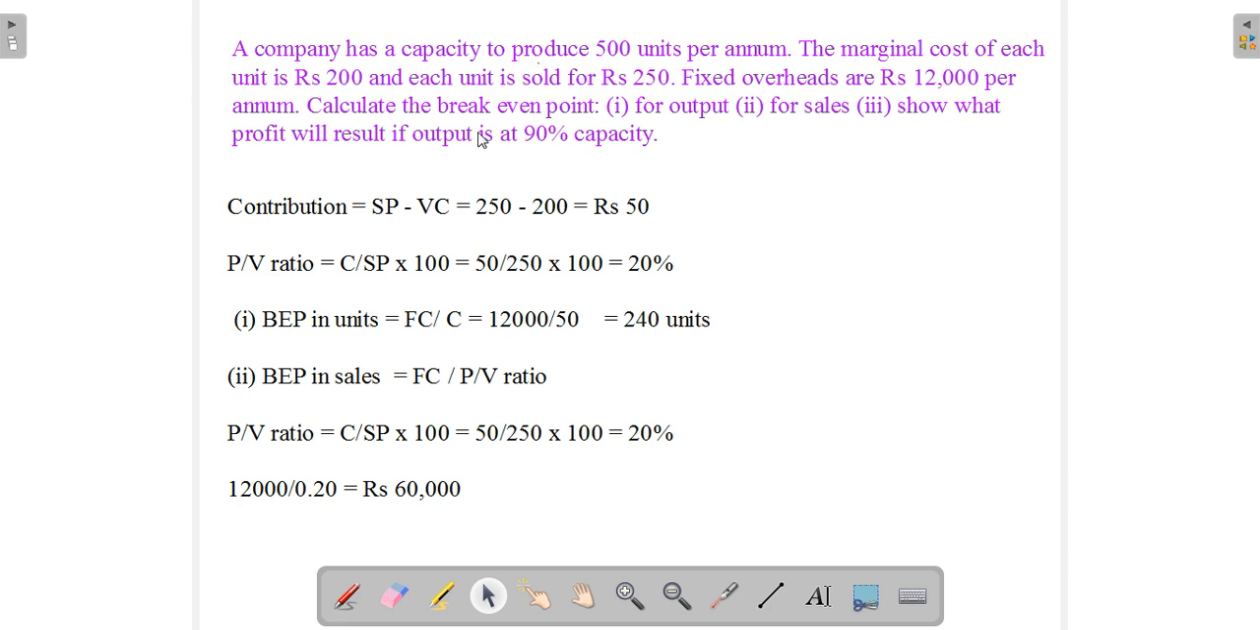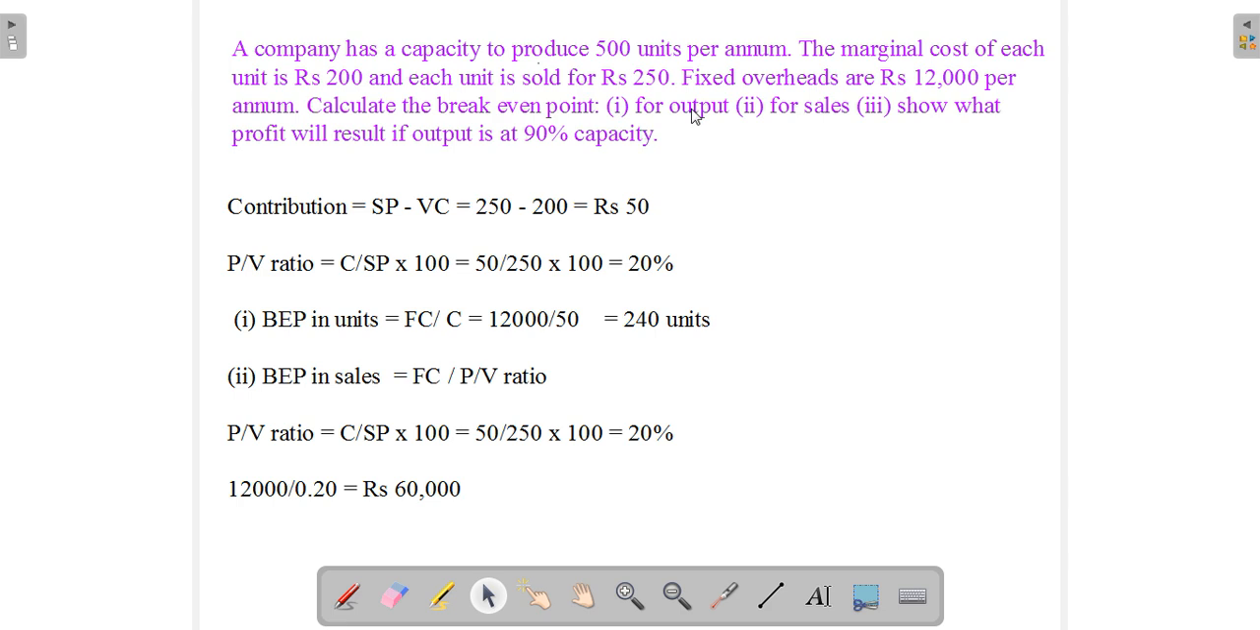They are asking us to calculate the break-even point, 1 in units, 2 in sales, that is in rupees, and 3 they are asking what will be the profit if the output is at 90% capacity. That is, assume that at 100% they are making 500 units. So if it is reduced to 90%, what will be the profit?